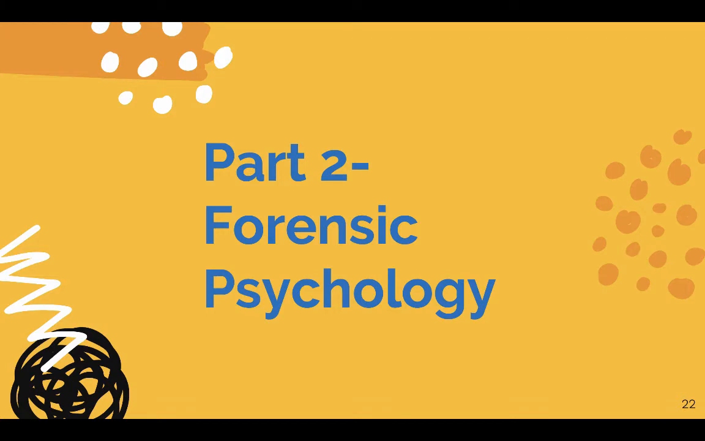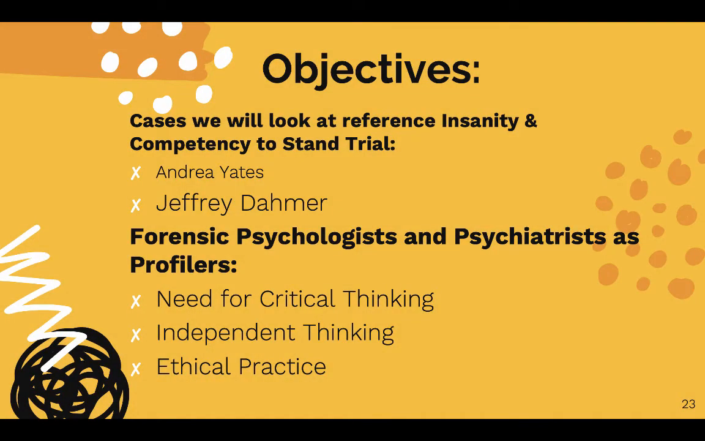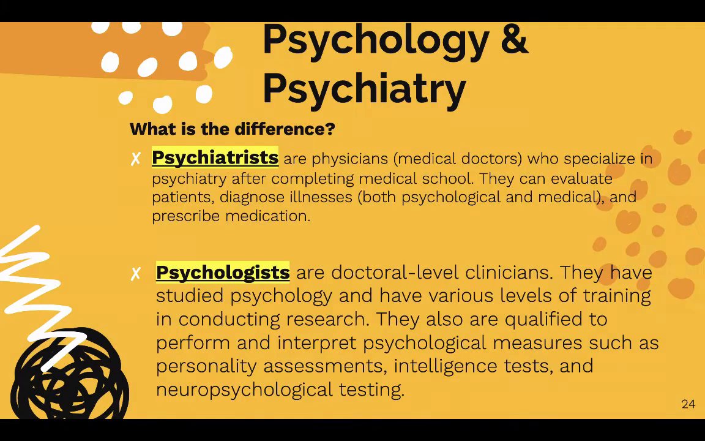All right, this starts us now into part 2, forensic psychology. Our objectives are cases that we're going to look at in reference to insanity and the competency to stand trial, Andrea Yates and Jeffrey Dahmer, and then we're going to look at forensic psychologists and psychiatrists as profilers and the need for critical thinking, independent thinking, and ethical practice.